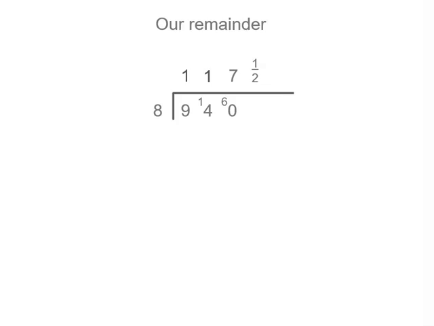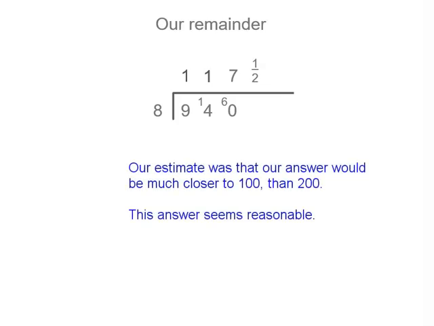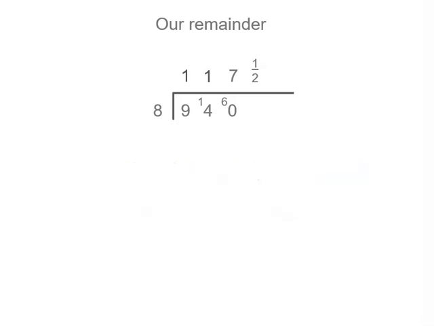And if you needed to write it in decimals, a half is 5/10, so it would be 117.5. So the process didn't change at all. We just have a little step at the end to deal with our remainder.